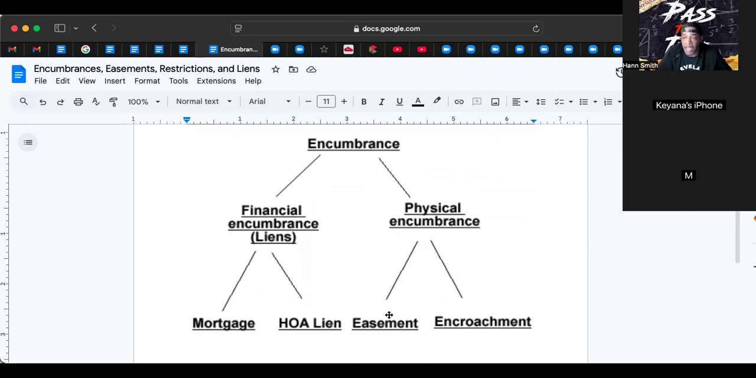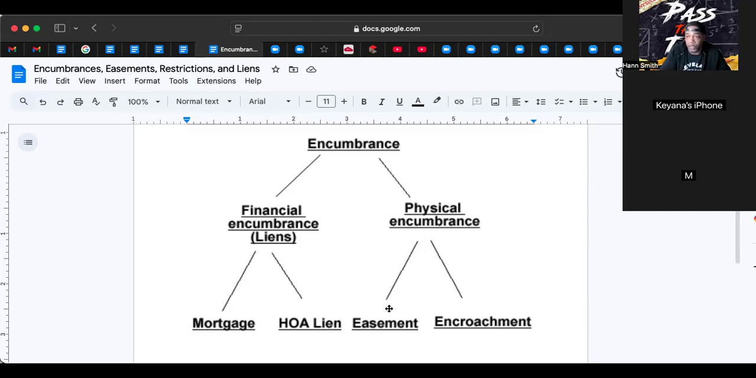Because someone else has the right to use the property and you don't have full use of it, and they have the right to use that piece of property through an easement. Now, everybody that's connected to utilities has an easement on their property. It's a utility easement. Every property. If you're connected to water, electricity, cable, and all that stuff, those utility companies have an easement on your property.